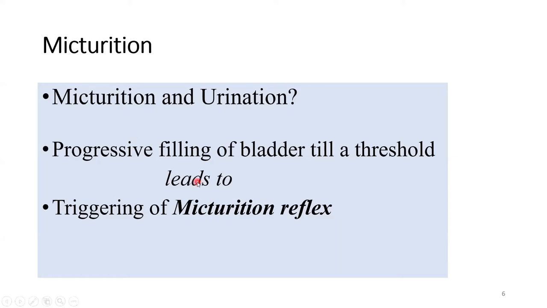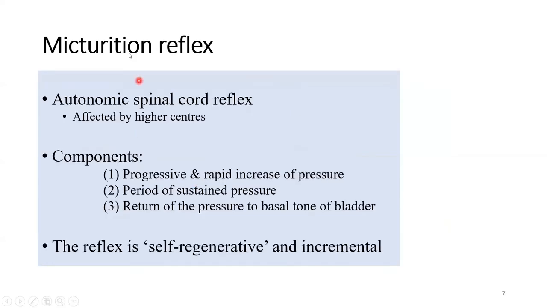The rest I think we have pointed out. Now let's go into the nitty-gritty of the micturition reflex. It is an autonomic based spinal reflex, as we mentioned. The unique part is it is affected by higher centers. It can be modulated, it can be enhanced or inhibited, as we will talk about in one or two slides further. Let me repeat that it is an autonomic spinal cord reflex integrated at the sacral segment. So bladder and sacral segment are in sync.